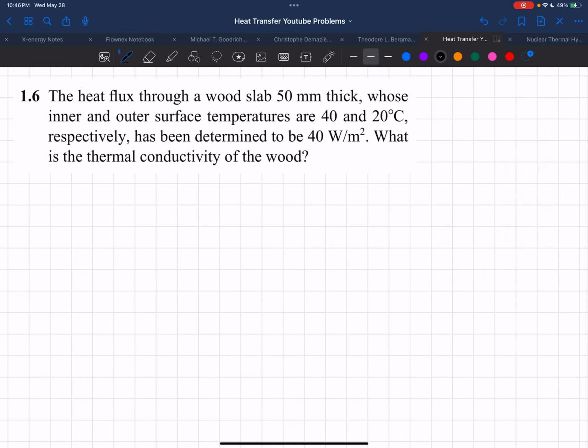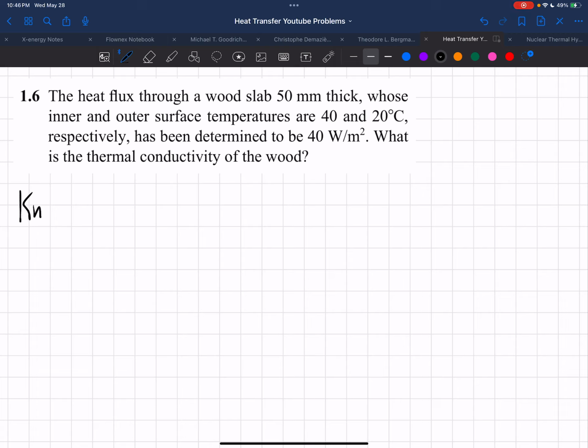Hello, today we're going to do problem 1.6 from Fundamentals of Heat and Mass Transfer, 7th edition. The problem says, the heat flux through a wood slab 50 millimeters thick, whose inner and outer surface temperatures are 40 and 20 degrees Celsius respectively, has been determined to be 40 watts per meter squared. What is the thermal conductivity of the wood?